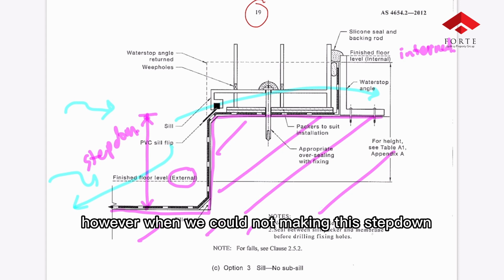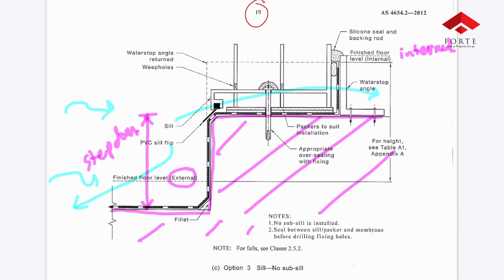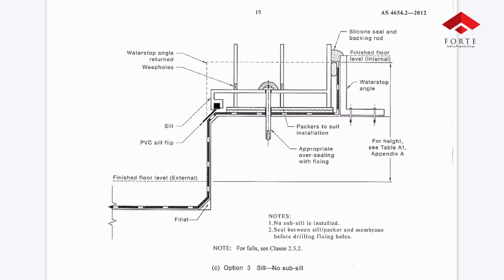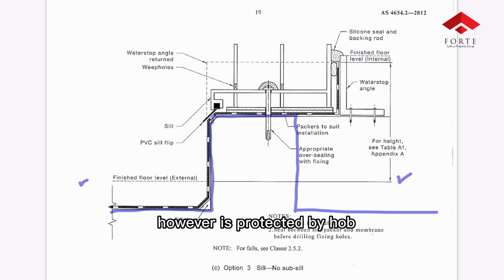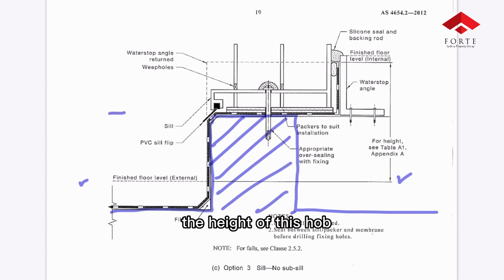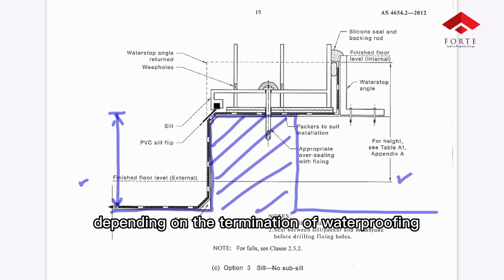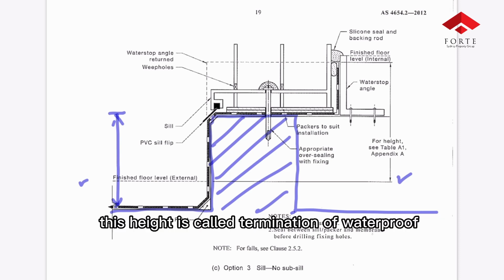However, when we cannot make this step down in a concrete slab, we have to introduce a hob. This is the hob. So external and internal will be at the same level, however it's protected by the hob. The height of this hob has to be designed depending on the termination of the waterproofing. So this height is called the termination of waterproof.